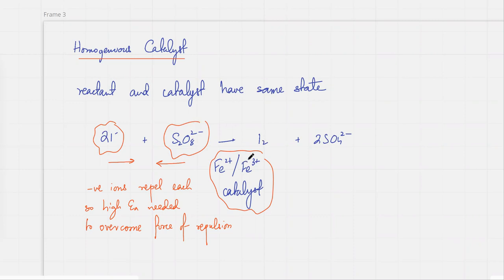We're going to study in the next class how these iron catalysts, either Fe2 plus or Fe3 plus, both work. How can that prevent that? Okay, so let's continue this tomorrow then.